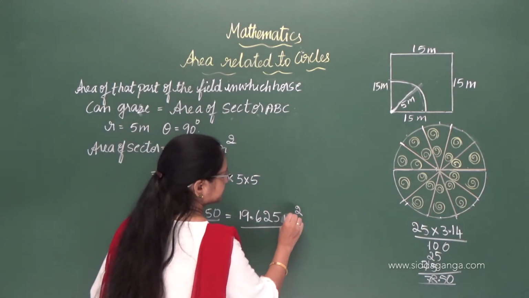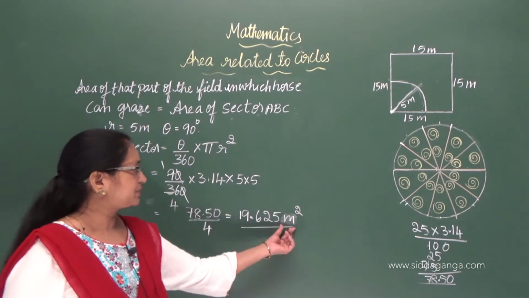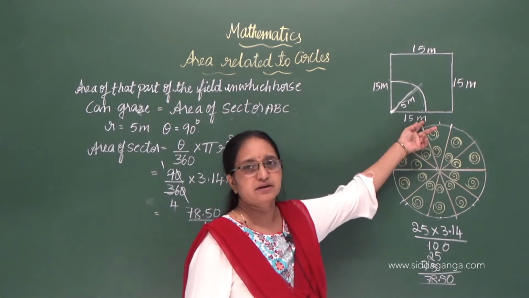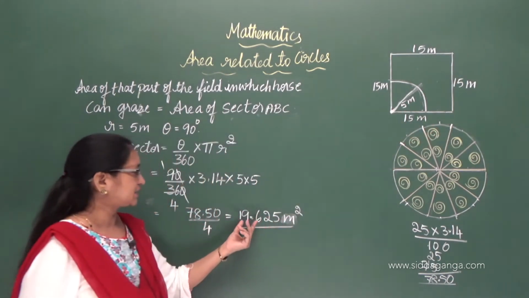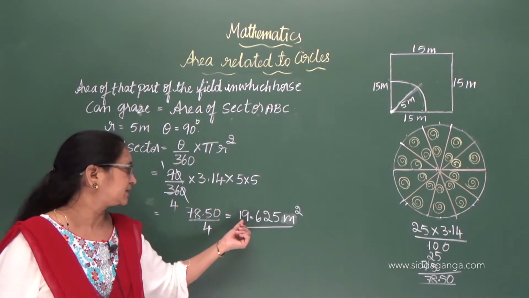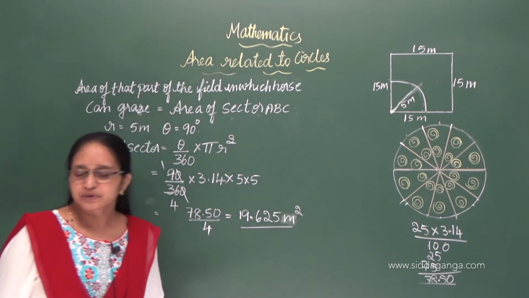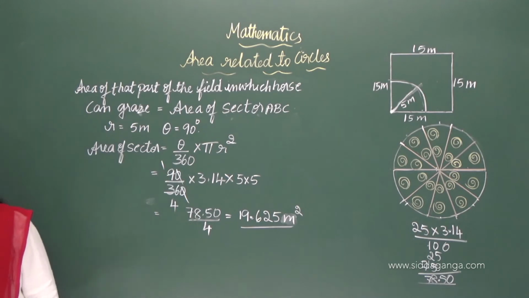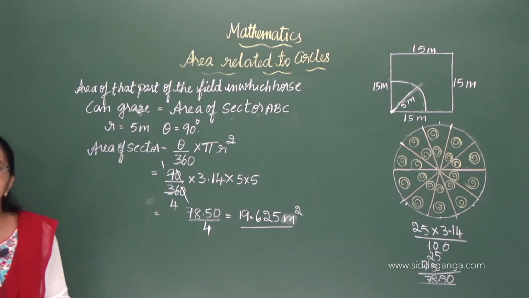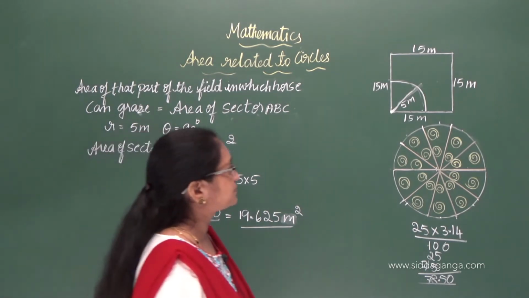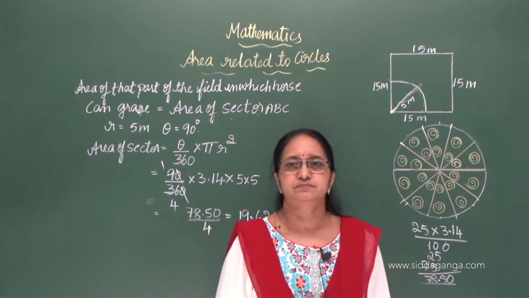Sorry, meter square. You should keep in mind, since it is meter, so how much can it graze? The horse can graze 19.625 meter square. Okay, this is the first part of the problem.